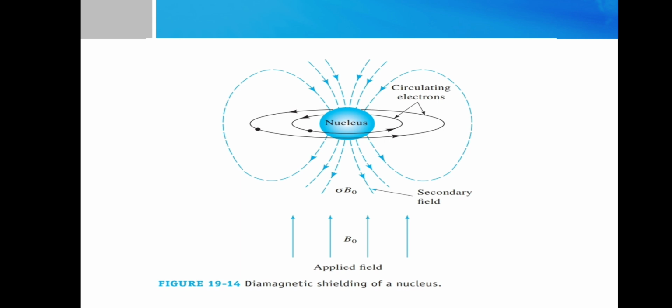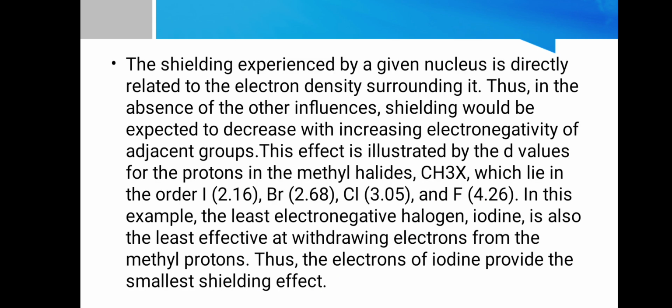So this is the diamagnetic shielding of a nucleus: circulating electrons, nucleus, the secondary field, and the applied field, which is the magnetic field. The shielding experienced by a given nucleus is directly related to the electron density surrounding it. Thus, in the absence of other influences, shielding would be expected to decrease with increasing electronegativity of the adjacent groups. This effect is illustrated by the delta values for the protons in the methyl halides CH3X, which lie in the order shown below. In this example, the least electronegative halogen, iodine, provides the smallest shielding effect.